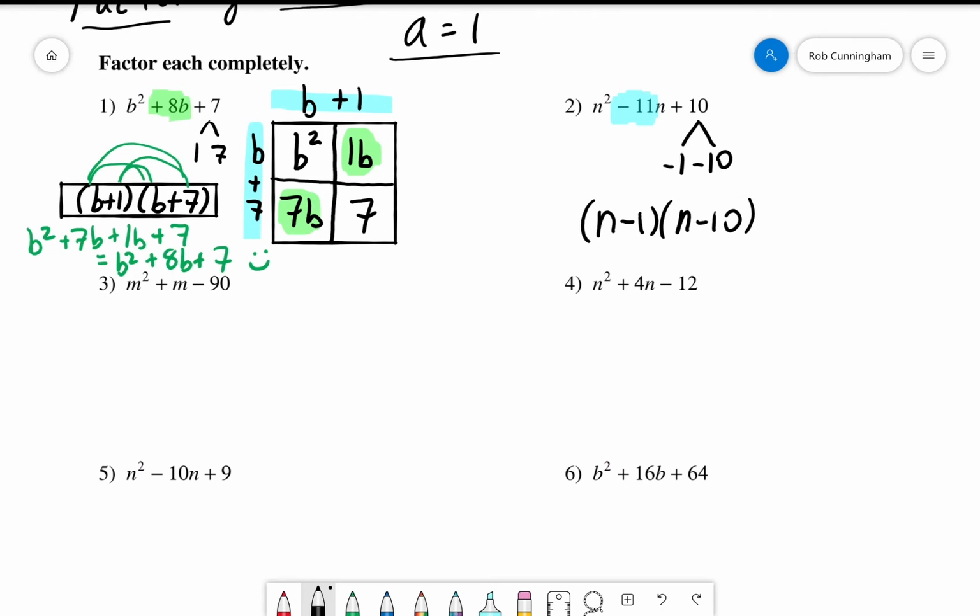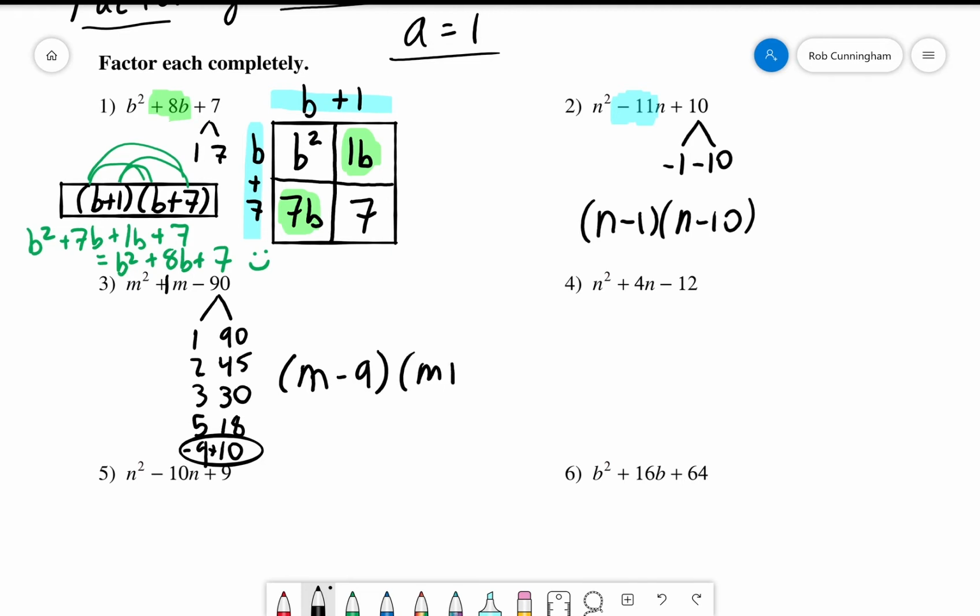Example 3. We need 2 numbers that multiply to make negative 90 and add to make positive 1. Remember, there is a 1 there, it's just invisible. Alright, well 90 is 1 times 90. It's also 2 times 45. It's 3 times 30. It's 5 times 18. And it is 9 times 10. And if we make the 10 positive and the 9 negative, negative 9 times positive 10 is negative 90. And negative 9 plus 10 is positive 1. So our final answer is m minus 9 times m plus 10.